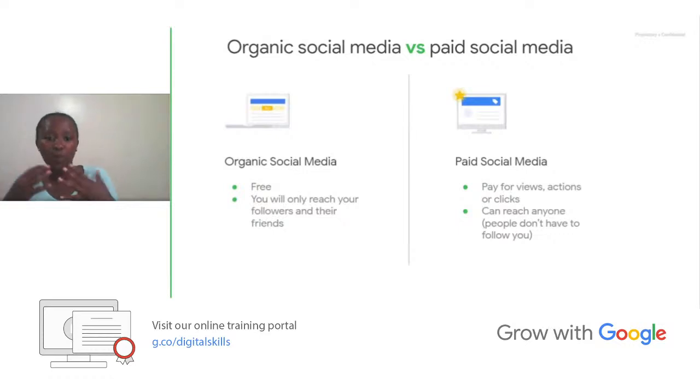But if you want to reach a wider audience, you can go ahead and use paid social media, and you can target a specific audience or people who are in a specific location, for example. This will help you reach more people. So on paid social media, you pay for views, actions, or clicks. Your ad can appear in more places, and you can reach anyone. People don't necessarily need to follow you for them to be able to see your post or your ad.